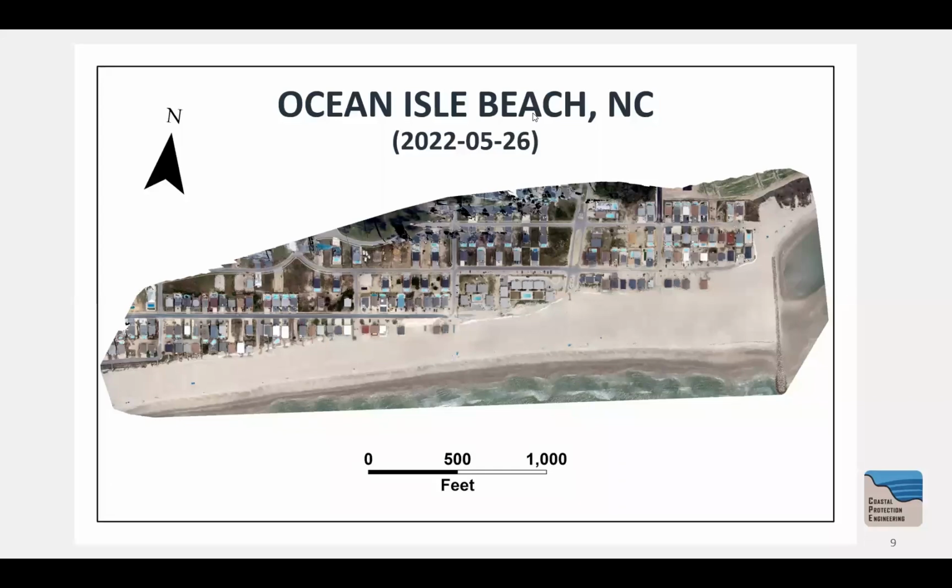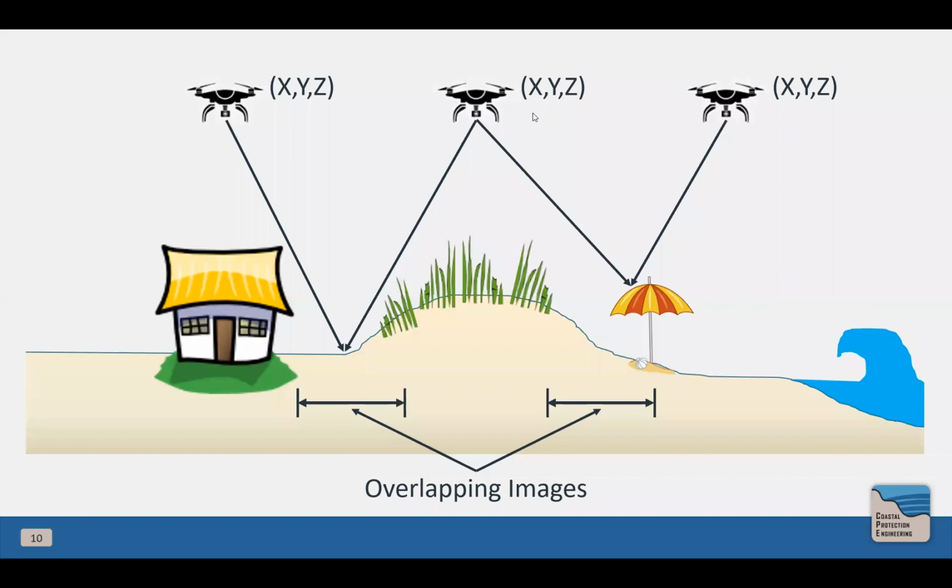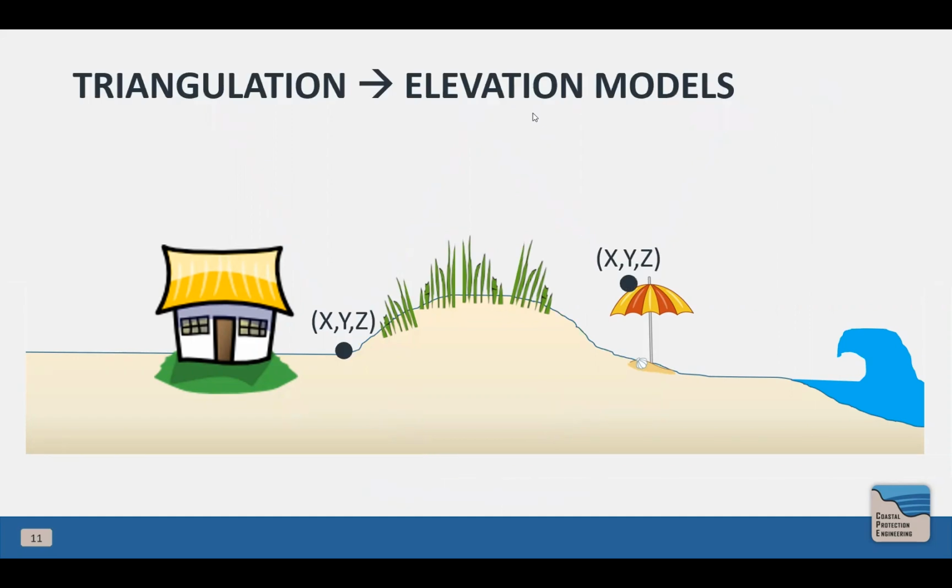Now, in addition to making an orthomosaic image, we can also get digital elevation models. The way that happens is as the drone flies around, it has a GPS sensor inside of it, and it's recording X, Y, and Z data. That data gets attached to the images, and when the software is processing the images, we can identify the X, Y, and Z coordinates of positions on the ground. That's through a process called triangulation.